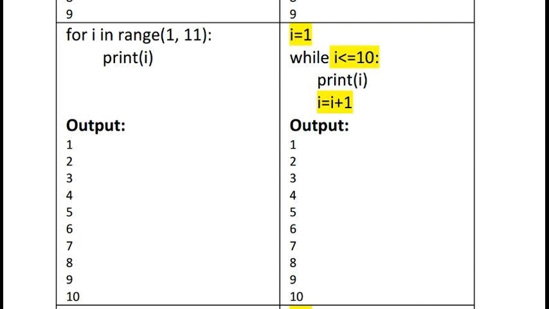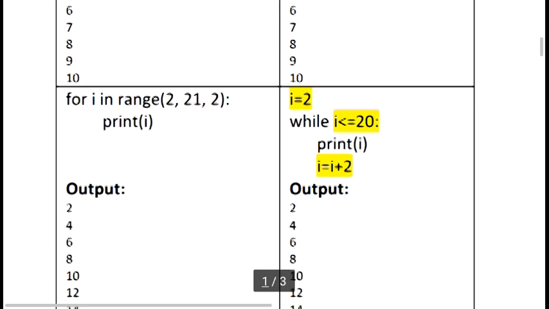So the same program I want to convert to a while loop. Simply i is equal to 1, and here while i less than or equal to 10, here we must mention the stop 10, print i, and i is equal to i plus 1. So this loop will repeat print i and i plus 1, 10 times. When the value of i reaches 11, the while condition will be false and it will not work.